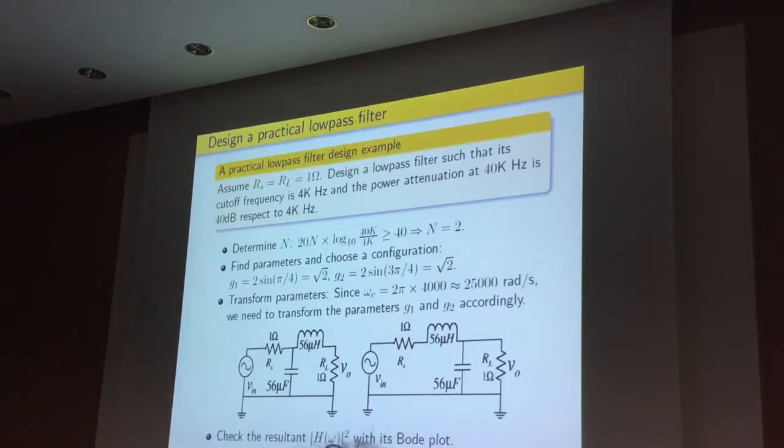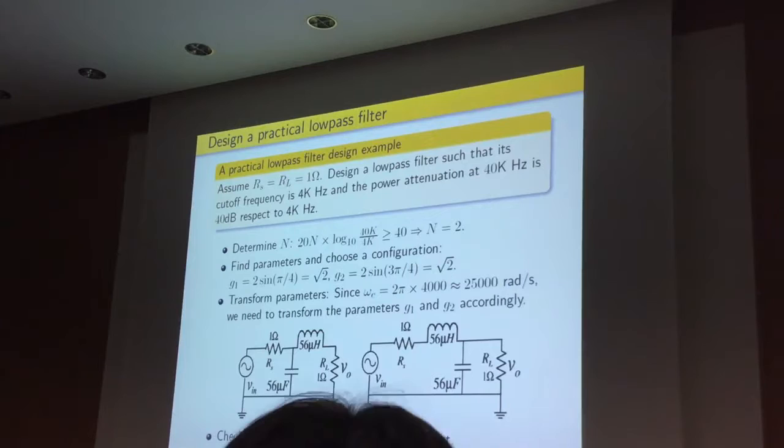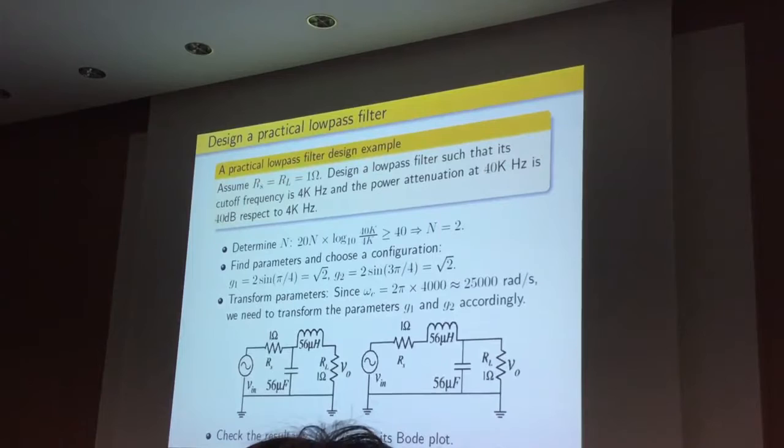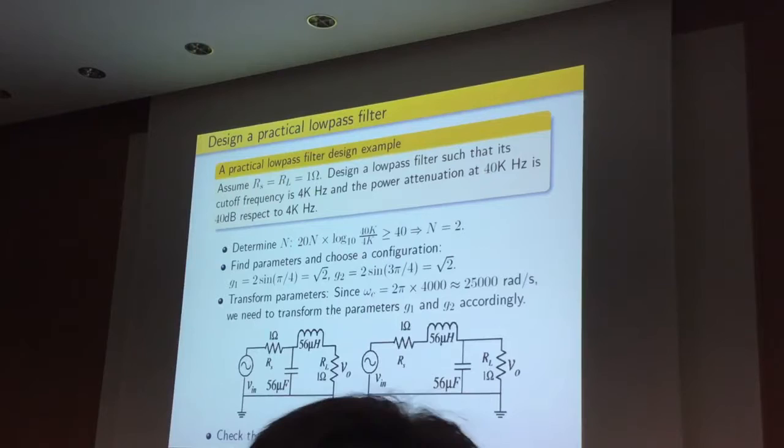So according to the table I showed you just now, we have figured out the corresponding low pass prototype for this low pass filter. N equals 2, G1 equals square root of 2, G2 equals square root of 2. Then I need to transform these parameters from the low pass prototype to a practical one. First step, I need to find out the practical cutoff frequency. It says the cutoff frequency must be 4 kHz.